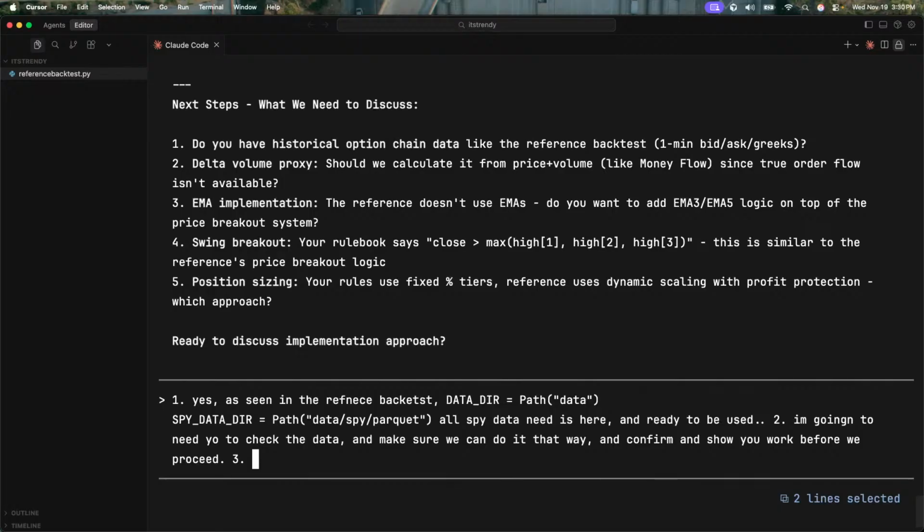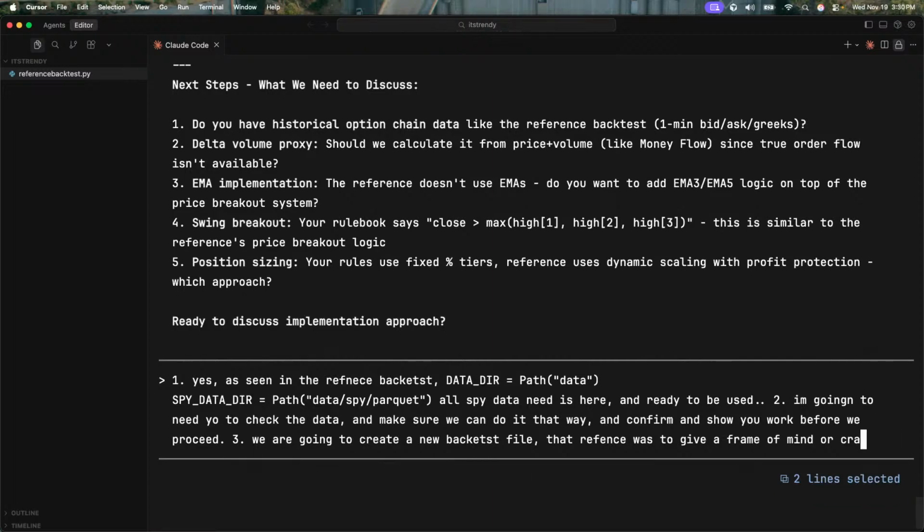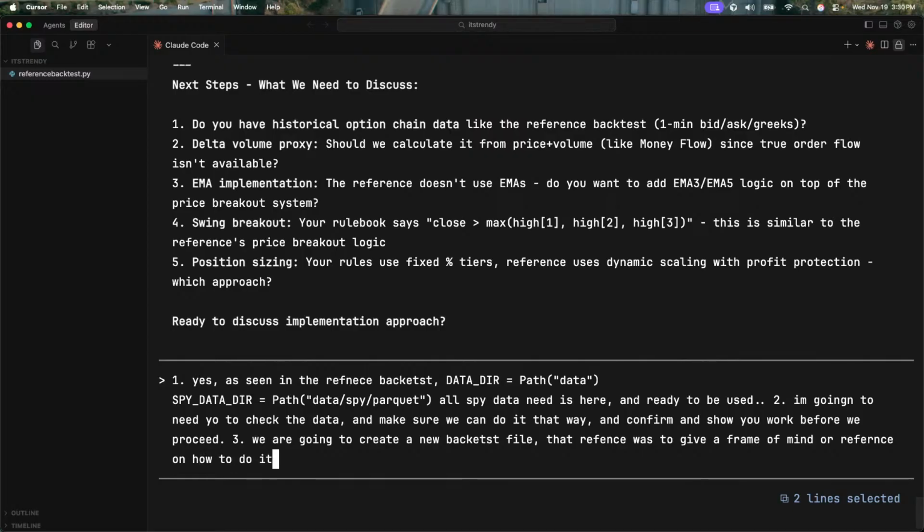Three, EMA implementation. The reference doesn't use EMA. Do you want? Yes. We are going to create a new backtest file. That reference was to give you a frame of mind, or a reference on how to do it. I was trying to drop sarcasm.